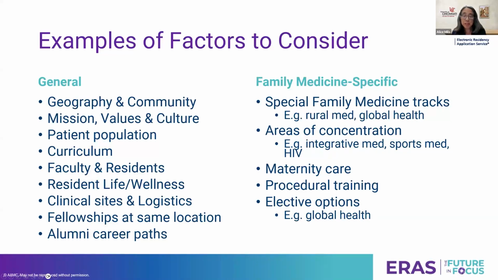So here I've put together some examples of factors to consider when putting together your program list. By no means is this an exhaustive list. Some general factors, I think most applicants start with geography and the community. They also look at mission, values, and culture of the program, patient population, curriculum. One note about curriculum is that programs will have certain requirements that they need to meet in order to have accreditation, but there may be some variations in terms of like the amount of elective time. Other factors to consider are the faculty and residents. Are they doing things that you are also excited about? What does resident life or wellness look like? What are the clinical sites?